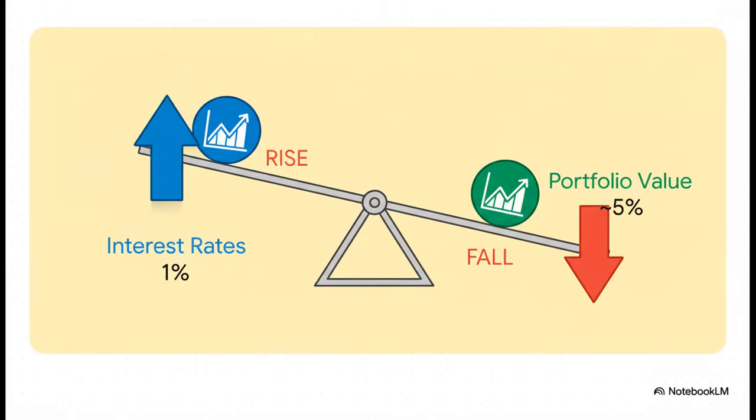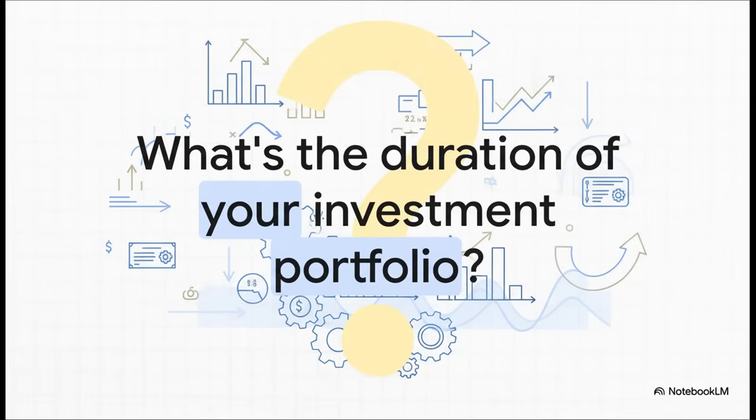So if rates go up by 1%, your portfolio value is expected to fall by about 5%. And if rates go down by 1%, you can expect your portfolio to rise by about 5%. It's a really powerful and simple way to think about managing your risk. So there you have it. You now have the tool to figure this out for yourself. See? It's not some mysterious, complex number that only finance gurus can calculate. It's actually a pretty straightforward calculation that you can do, which really just leaves one final question. What's the duration of your portfolio, and are you comfortable with that level of risk?